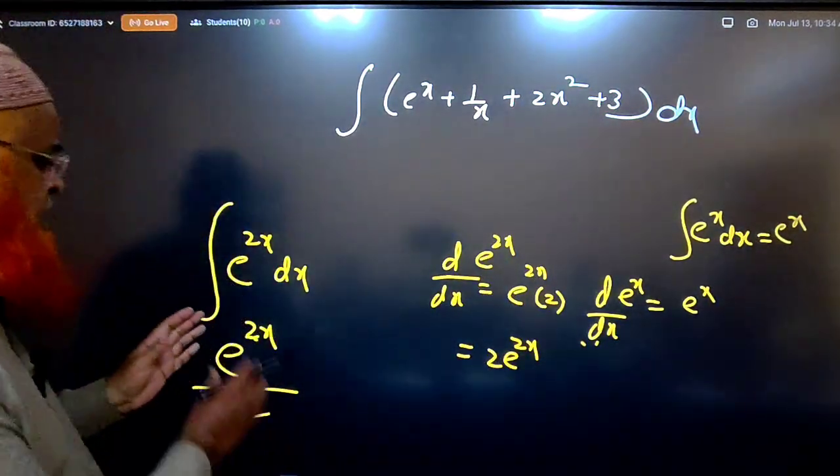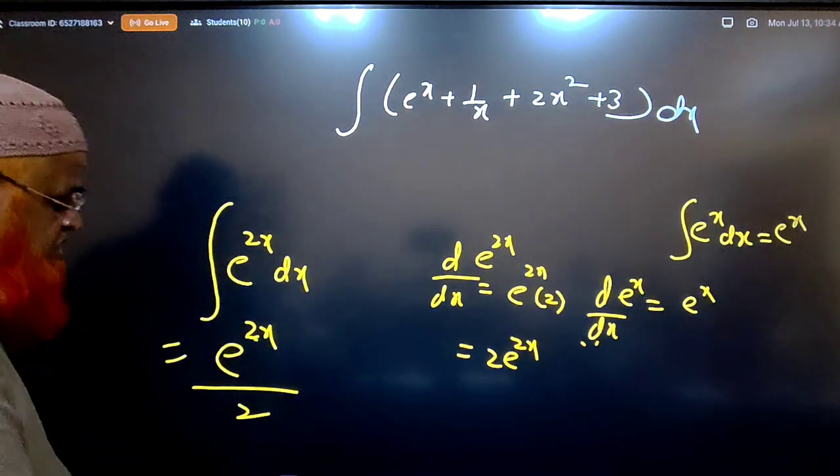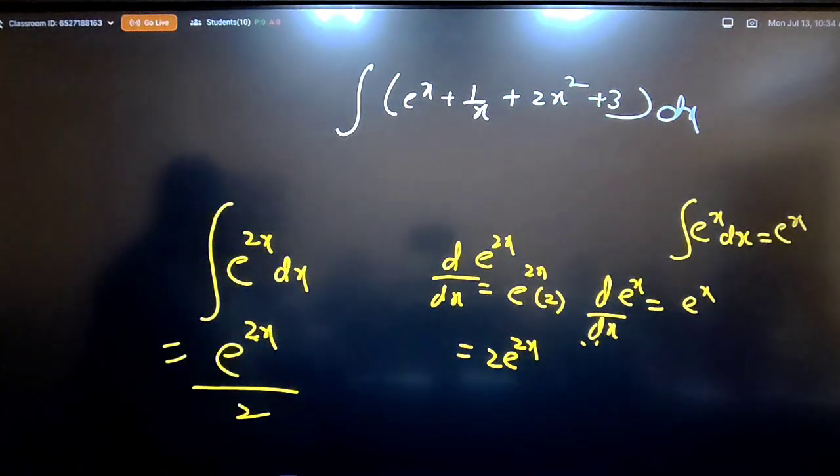But here if you integrate 2x separately, the coefficient comes to the denominator. Coefficient will come to the denominator. That's it. That's the thing you have to remember here. Is it okay?